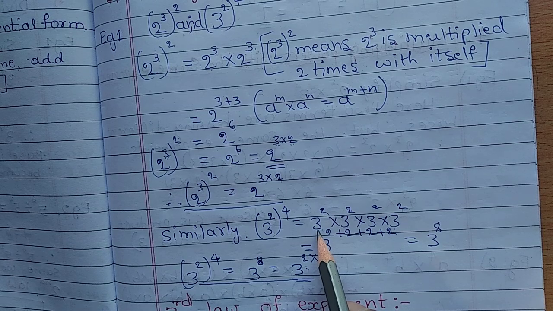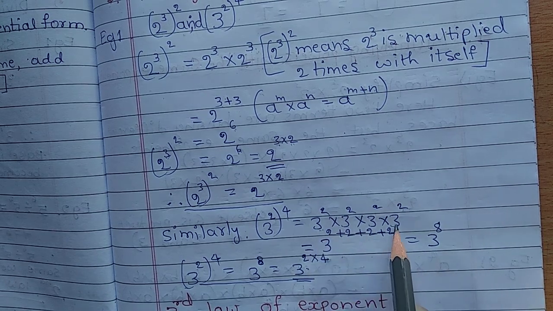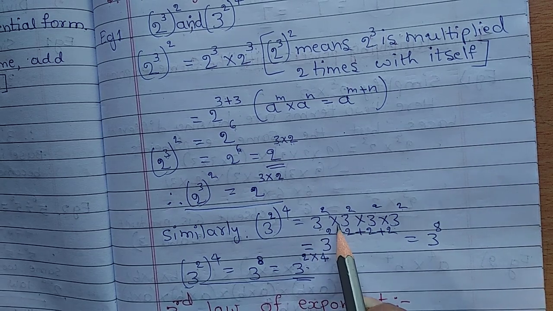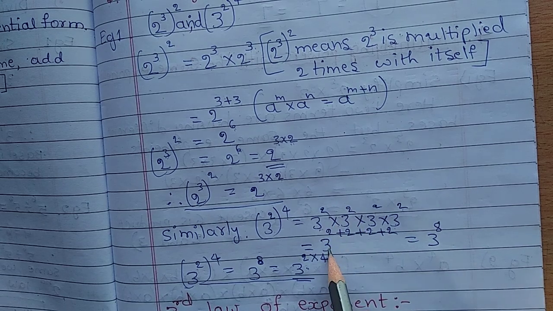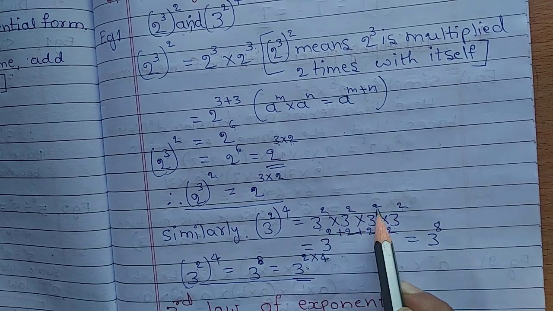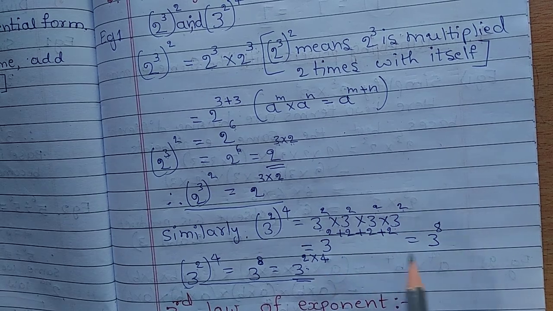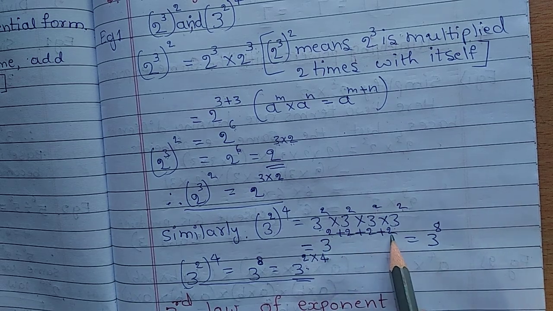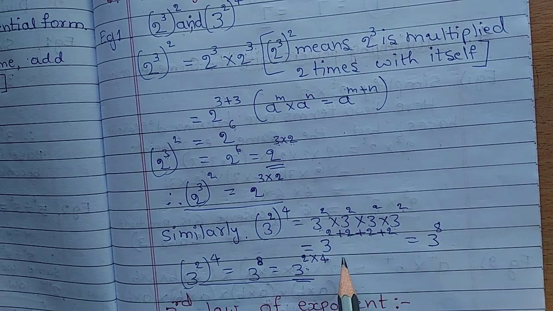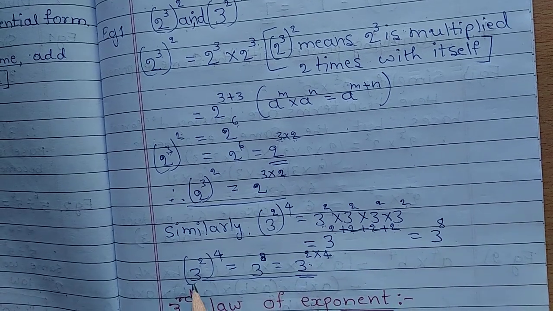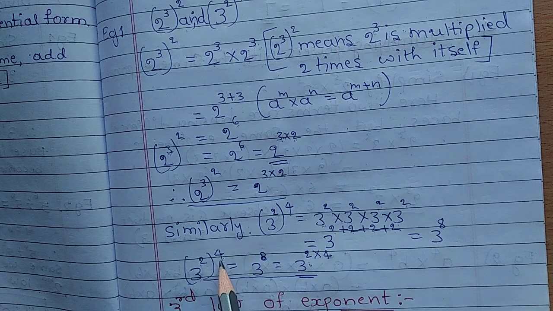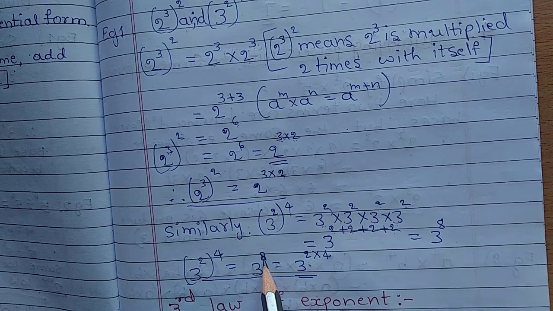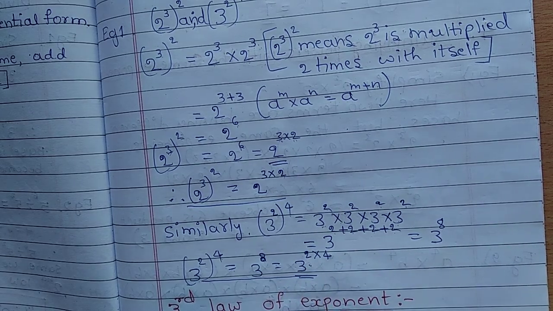We can observe here bases are same. In all 4 terms base is 3. So if base is same, if it is multiplication, we have to add the powers. 3 raised to the power of 2 plus 2 plus 2 plus 2, that is equal to 3 raised to 8. So 3 square whole raised to the power of 4 is equal to 3 raised to 8. 8 we can write as product of 2 and 4.